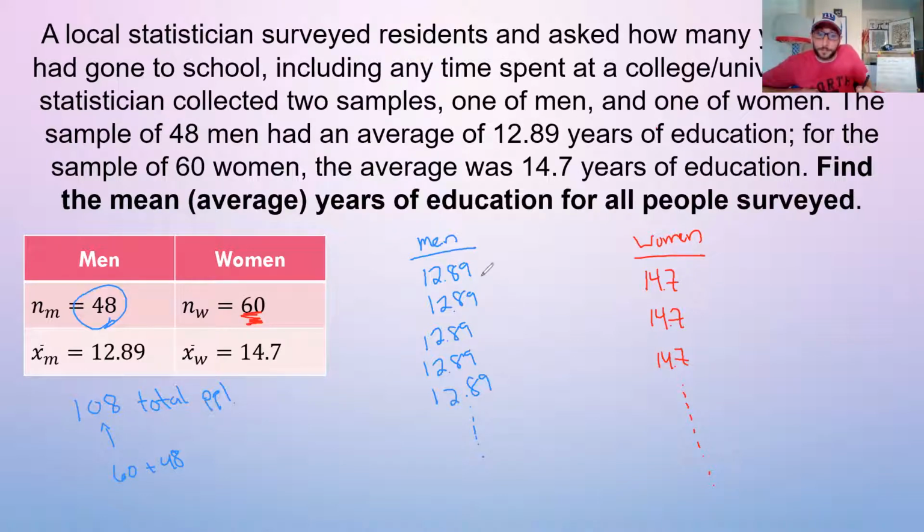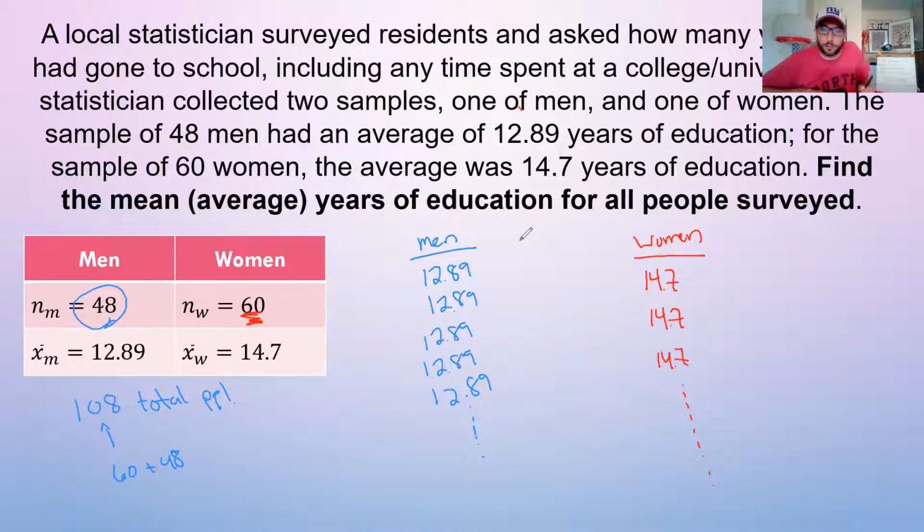Now, theoretically, if I put 48 12.89s in L1, and then below that added 60 14.7s, so I had 108 numbers in L1, and then I did stat calc 1-var stats, that would give me the correct answer. But we don't have time for that. Unfortunately, in AP Stats, not only do we have to know how to do the stats, we have to know how to do it pretty efficiently.